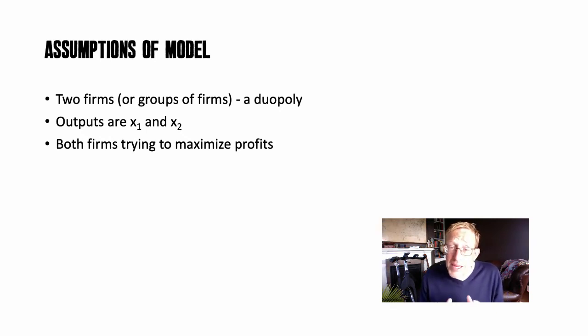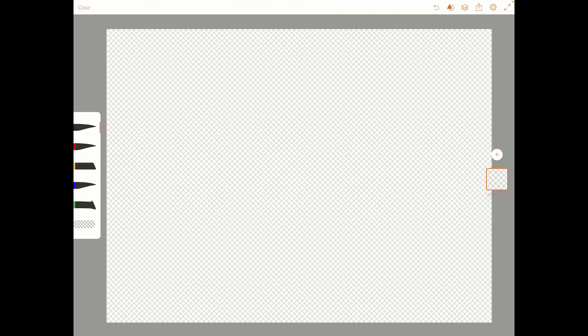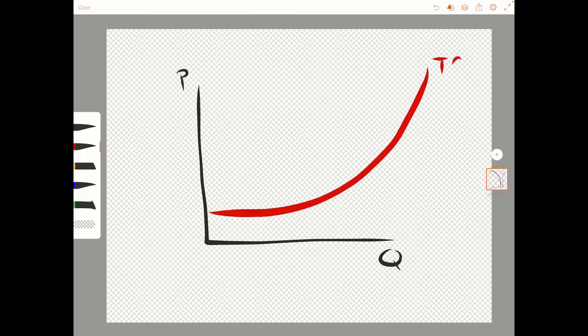We need to begin, though, with a basic understanding of how we set these up. So to set up the basics of our oligopoly model, I'm going to go back to something that we've looked at once before, which involved just finding out the profit maximizing output for a firm. If you remember, we had a total cost curve. It looked something like this. And we had a total revenue curve that looked something like this.